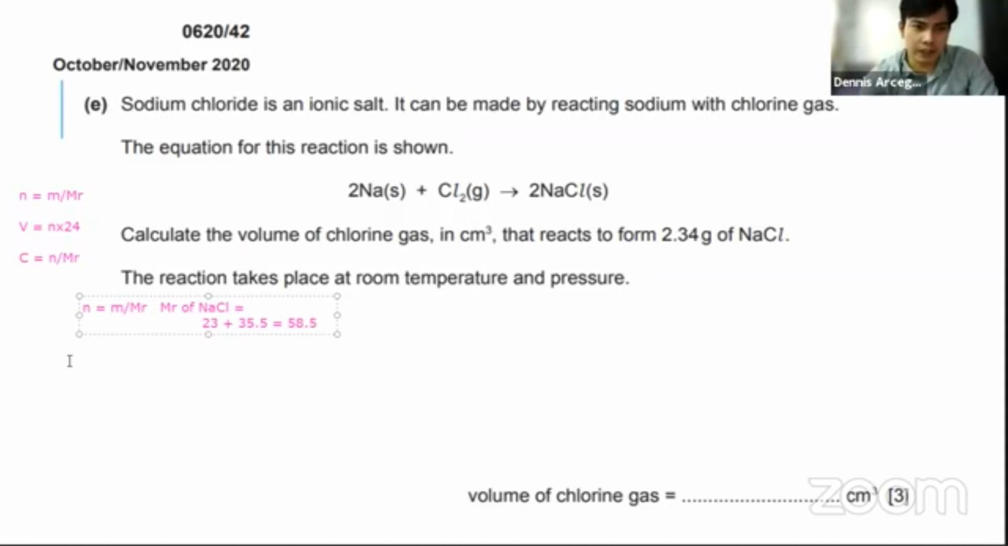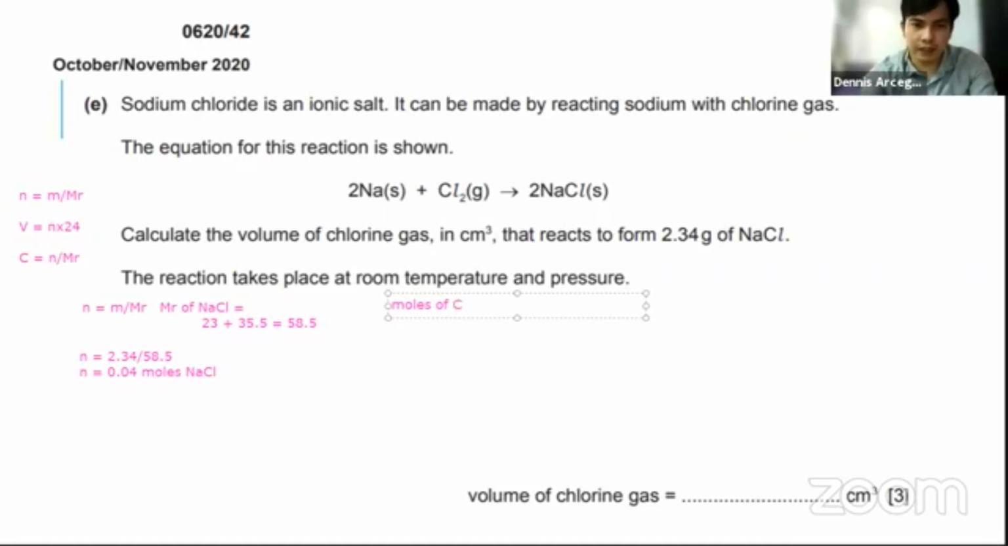And then you can solve now the number of moles. So N is equal to the mass 2.34 divided by the MR 58.5. So N will be solved, 2.34 divided by 58.5. This will be 0.04. Okay, very good, everyone. So this is the moles of NaCl.